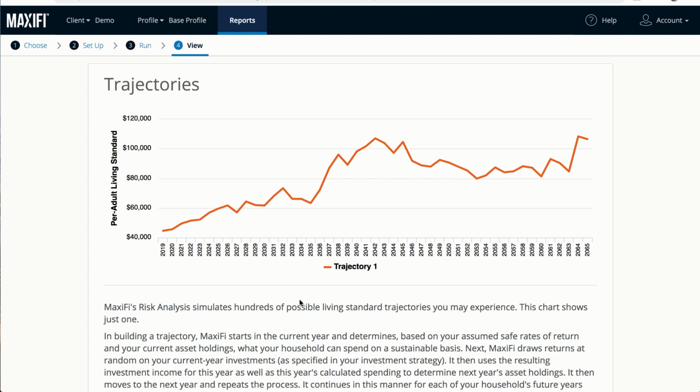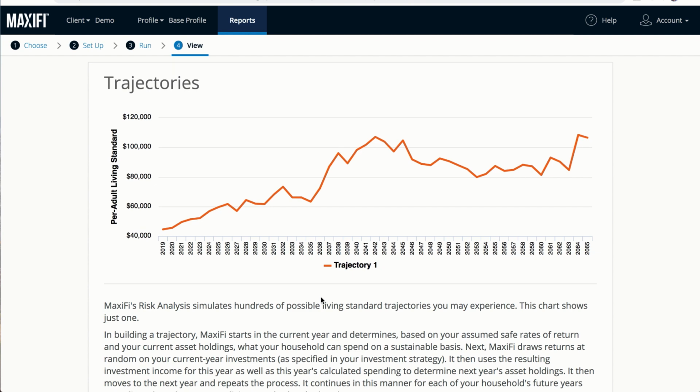This one involves a lot of high returns, but you can see that not every year the returns were that high, because the living standard goes up in some years and down in other years. So there's lots of zigs and zags in the living standard, because even if you do well on average, and this is a trajectory chosen to show good results on average, it's one of the 500 that we ran, you're not going to do well in terms of your returns every year.